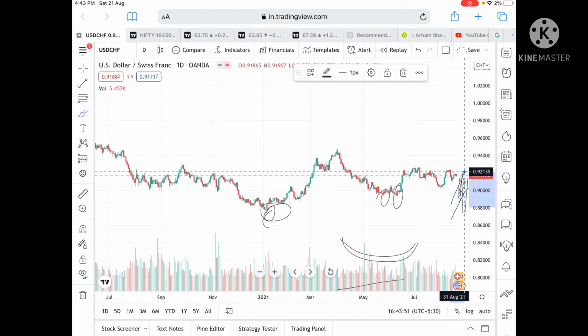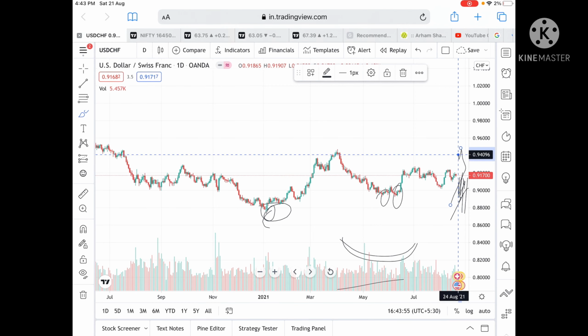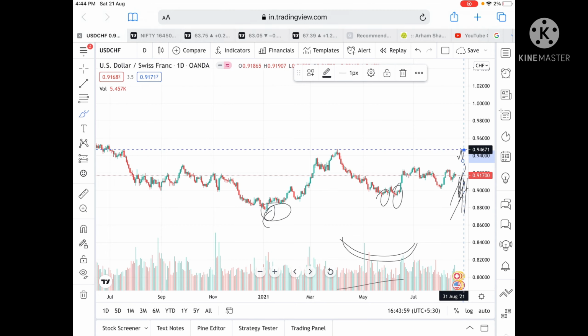But as of now I can see if it breaks upside, then we can see it can touch a level of 0.93, and from there it can touch a level of 0.9467.